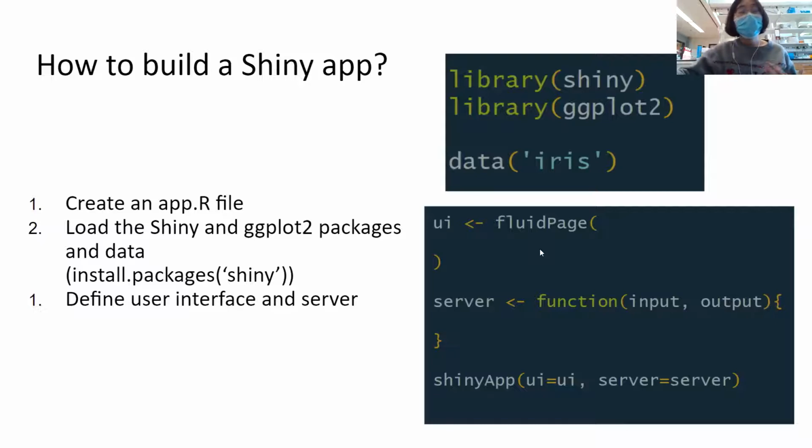And then we want to define the user interface and the server. That's the basic structure of the Shiny web application. So a Shiny app is mainly composed of 3 parts. UI, that's the user interface. Server, that's the brain of our web application. And the shinyApp function, like an app, is used to run the web application.